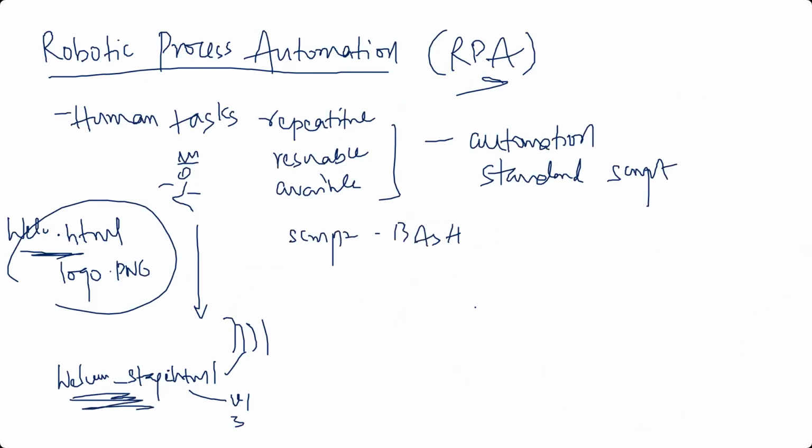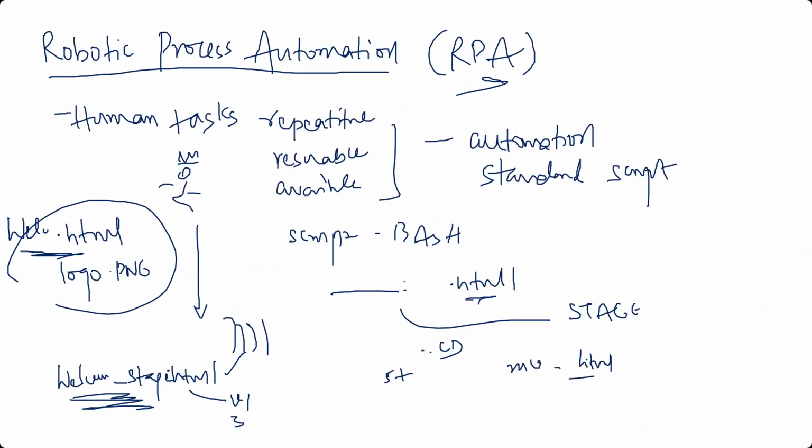How can you do that? Imagine in your working directory, you have this HTML file. To move this file after your development, you are asked to move it to a stage folder. How do you do it? You do cd, go to that stage folder, and use the mv command to move this HTML file to that stage folder. Imagine you forget renaming the file as welcome underscore stage.html.